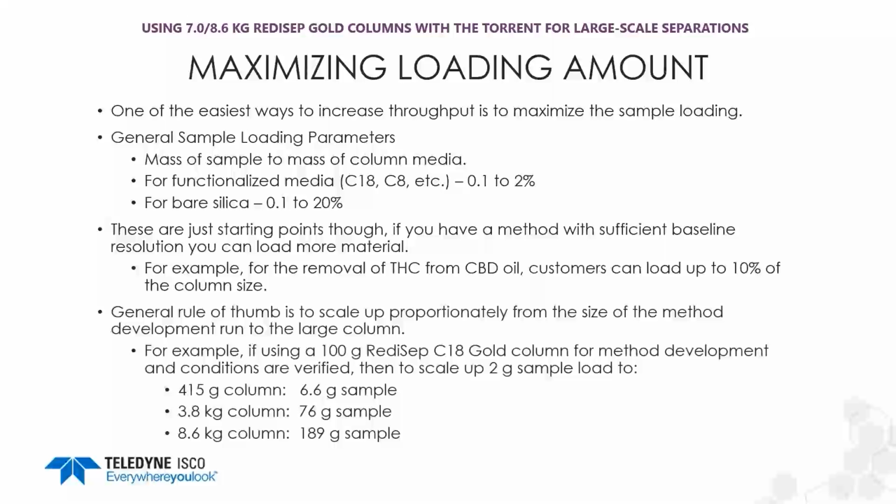A general rule of thumb is that you scale up proportionally from the size of the method development run to the large column. As an example, if you're using a 100 gram RediSep C18 Gold column for method development, and you verified the conditions work, you've got baseline resolution, you should then be able to scale up to a 2 gram sample load on that 100 gram column, to 6.6 grams on a 415 gram column, 76 grams on a 3.8 kilogram column, or 189 grams on an 8.6 kilogram column.